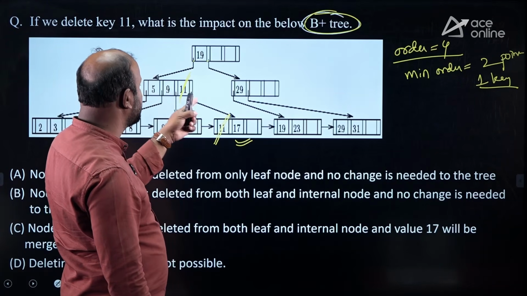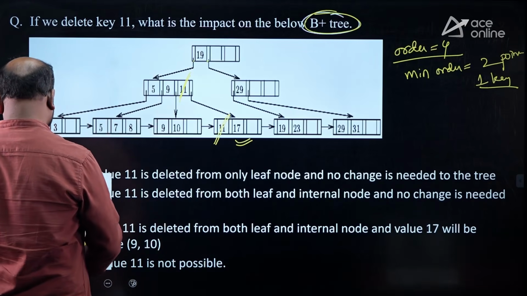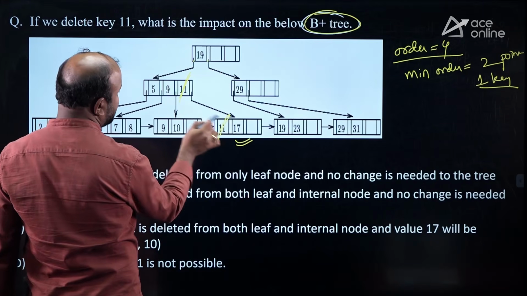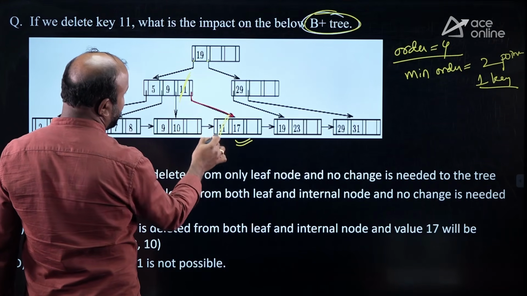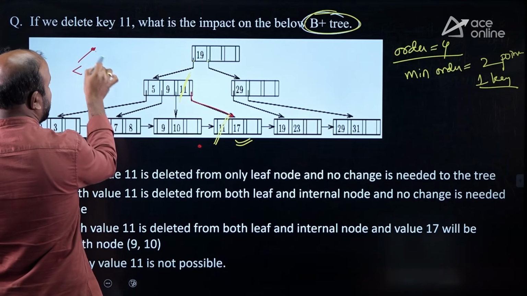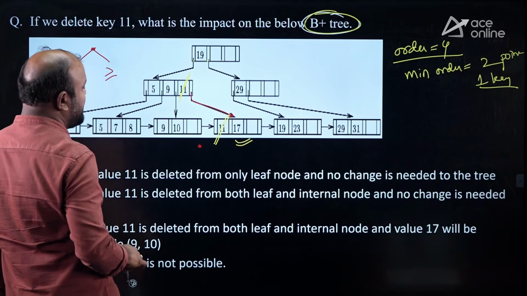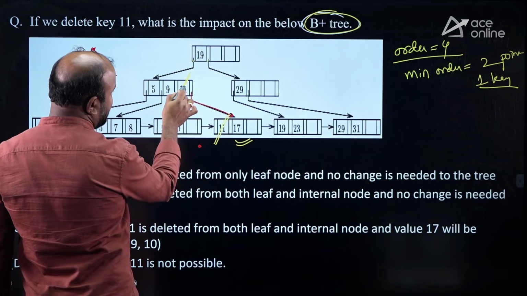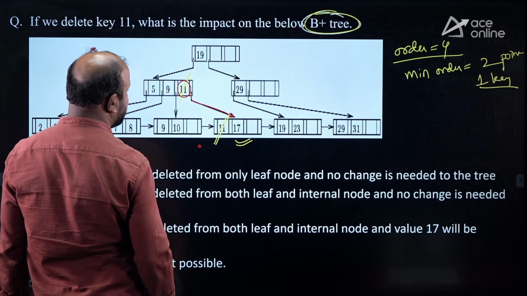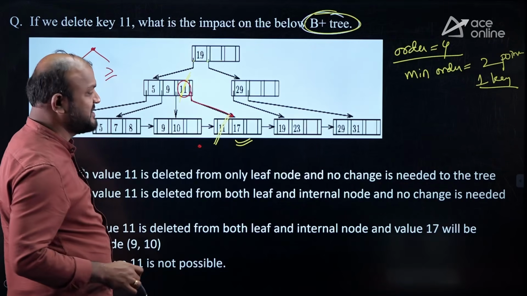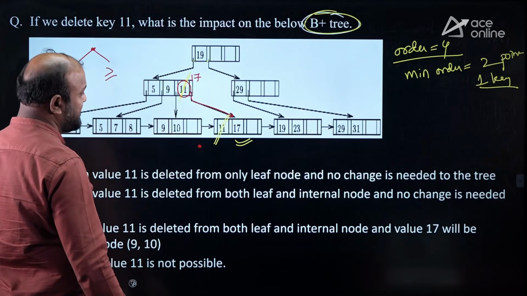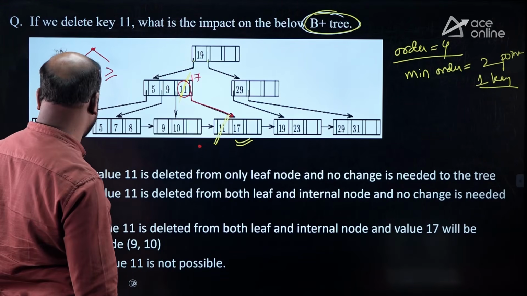But how do you manage this deletion? Because 11 is deleted even from the internal node. But if you look at this tree, 11's right will have 11. It means this tree is satisfying the rule that left is less than, right is greater than or equal to. But for this node to point here, in the place of 11 we should expect 1 key. Whatever is there in the internal node only copies, so which copy do we have to keep? The copy of 17 we have to keep here, and no more modifications are required.